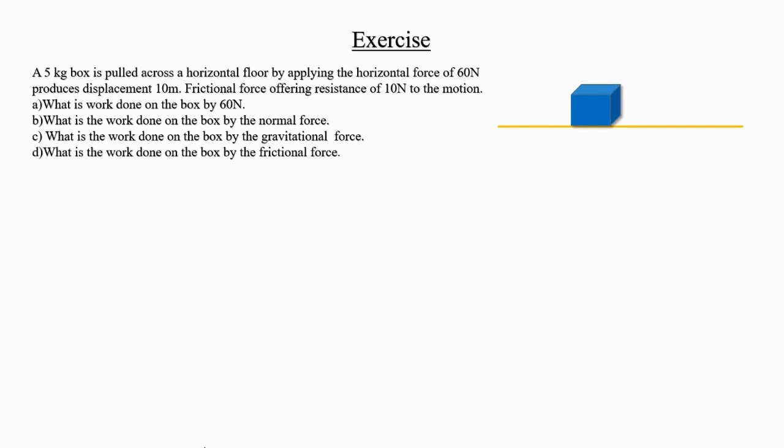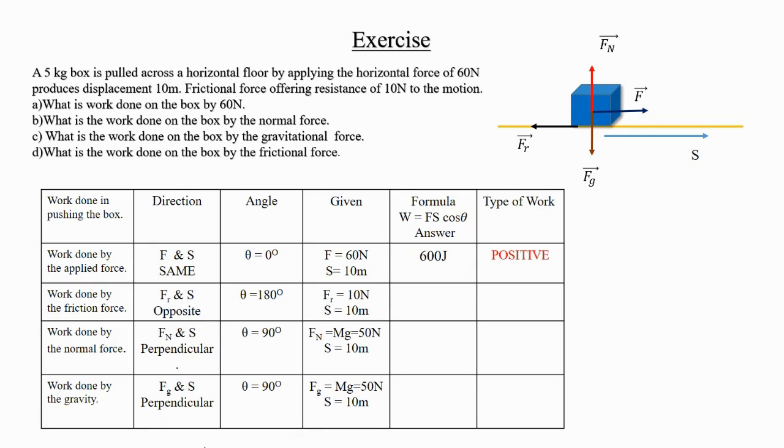Exercise. A 5 kg box is pulled across a horizontal floor by applying horizontal force of a 60 Newton, produces displacement 10 meter. Frictional force offering resistance of a 10 Newton to the motion. Fn is the normal force. Fg is the gravitational force acts on the box. Calculate work done in each case with the help of this table.